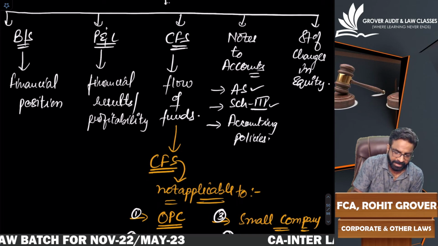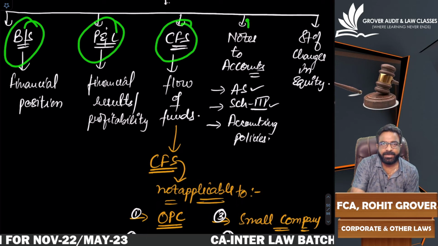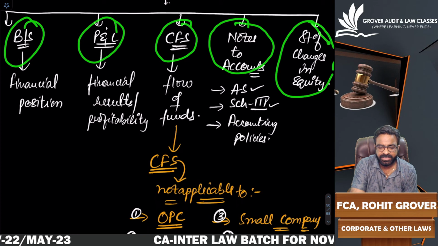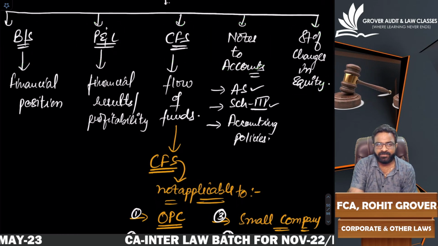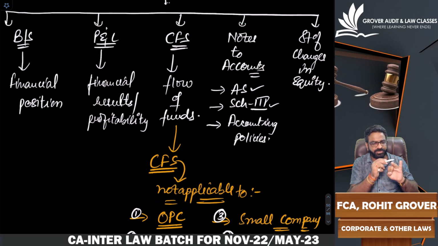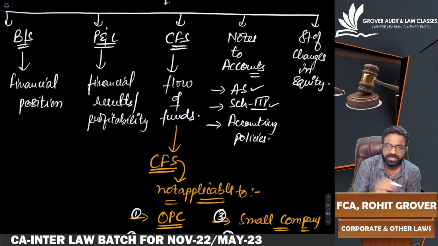Balance sheet, profit and loss statement, cash flow statement, notes to accounts, statement of changes in equity. So what are the five financial statements? Balance sheet, P&L, cash flow statement, notes to accounts, statement of changes in equity. Is it clear?